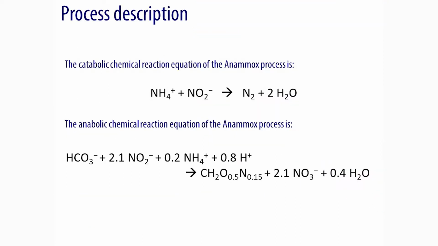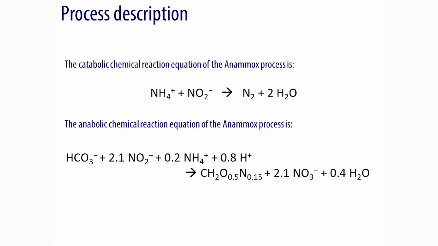The Anammox process is the biological oxidation of ammonium under anoxic conditions, coupled to nitrate reduction. This results in the production of dinitrogen gas. The process can be illustrated by the chemical equation of the catabolic reaction of the Anammox process.